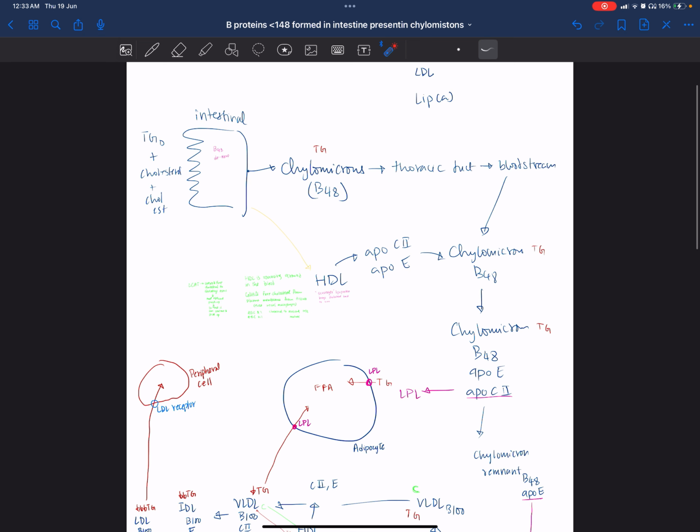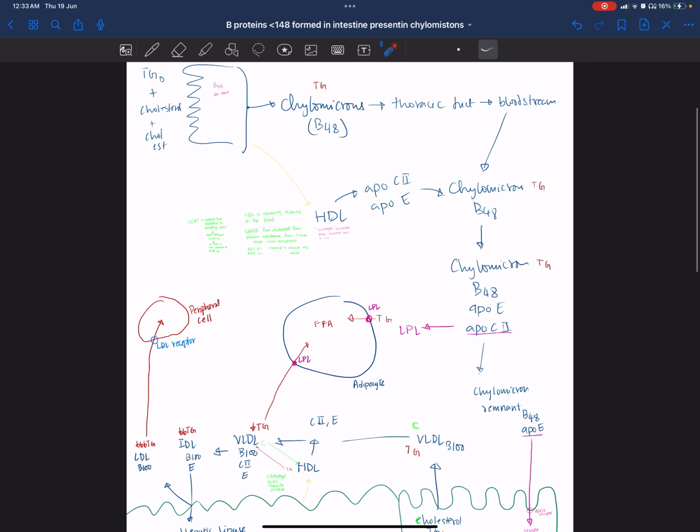Okay, now where were we? Yeah. The chylomicron with the B48 has entered the bloodstream. Now, in the bloodstream, what was there? A lot of HDL just floating around. What does the HDL have? C2 and E. It will give the C2 and E to the chylomicrons. So now, see, I have written: now the chylomicrons have B48, E, and C2.